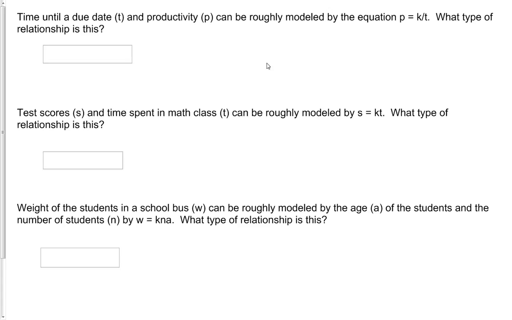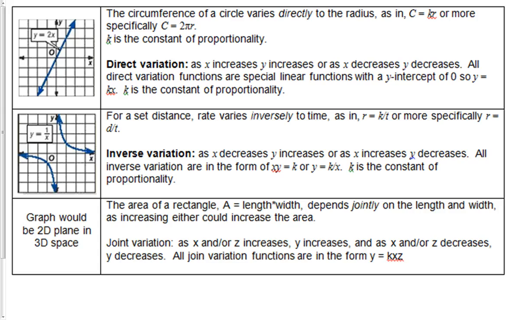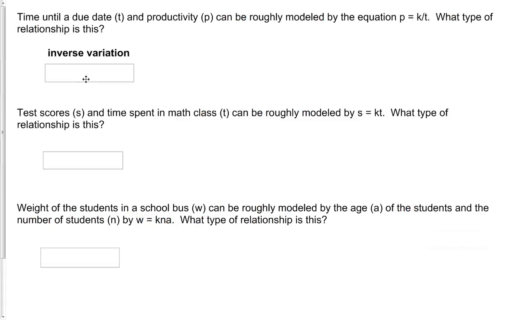So what type of relationship is this? If we go back to our definitions, a variable equal to a constant divided by the other variable is going to be an inverse variation. y equals k over x here. So this is an inverse variation.